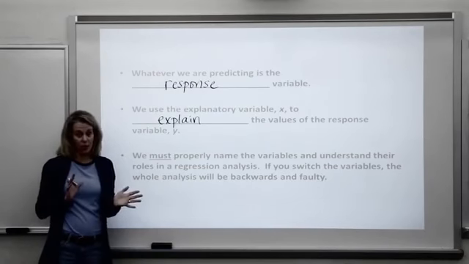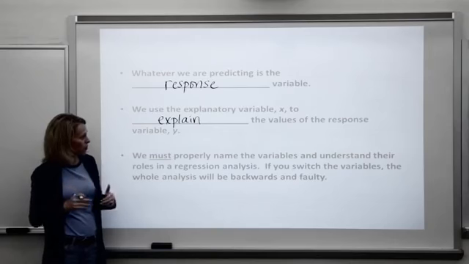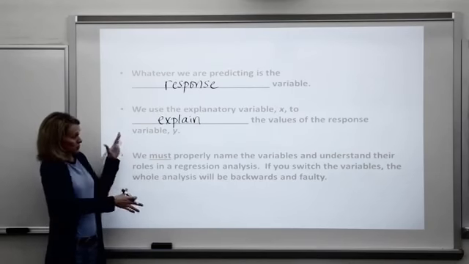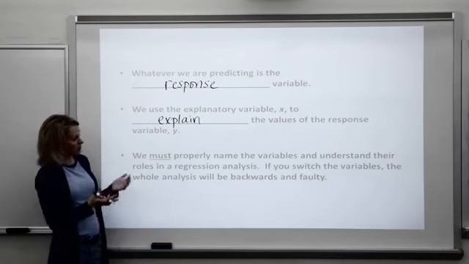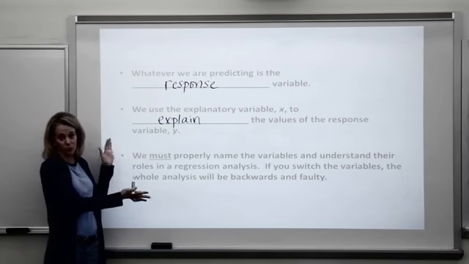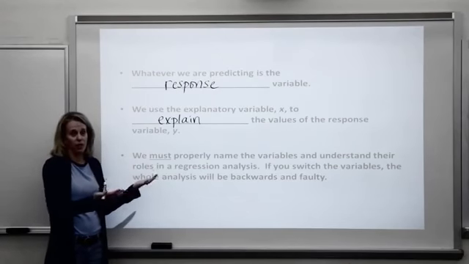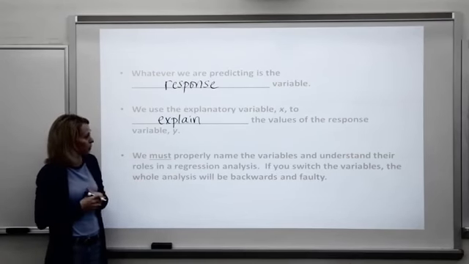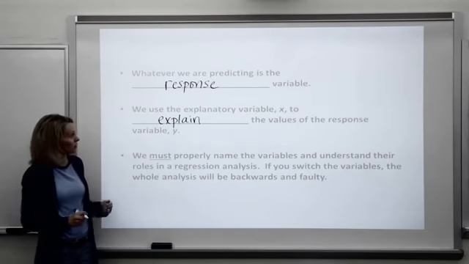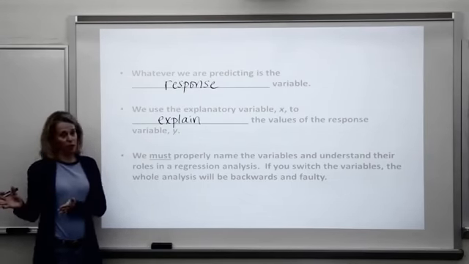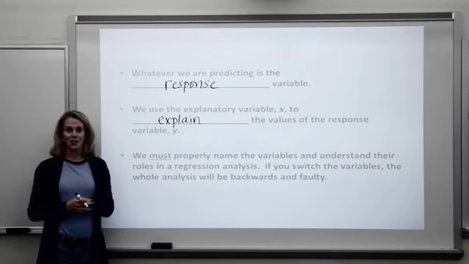If you switch the variables, the whole analysis will be backwards and it'll be faulty, won't make any sense. So we're going to do a lot more after we just identify 2 variables. We'll go on and look at scatter plots and build models. But if you don't have this first part right with identifying the 2 variables, then everything that follows will be faulty. So got to make sure that we have this correct. Response is the variable that you're predicting. The explanatory variable is the one that you're using to help explain or predict. So that's the end of this one.